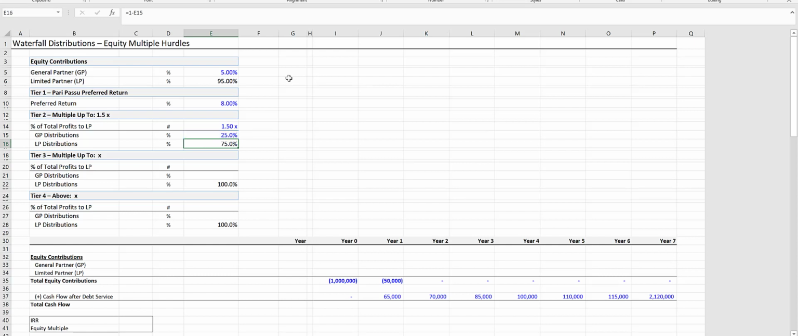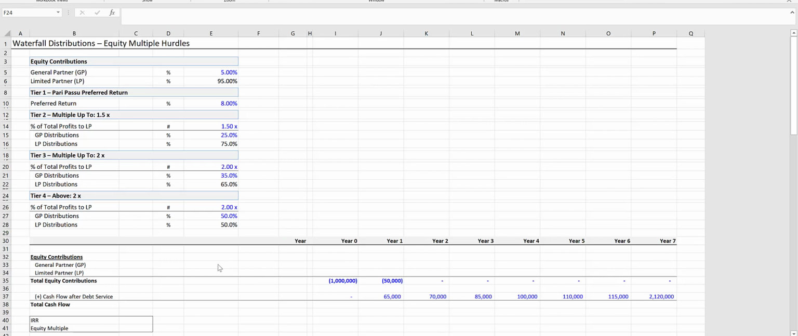And then we want to say everything above 1.5x in total distributions up until, let's call it a 2x multiple, will be distributed 35% to the GP and 1 minus 35%, or 65%, to the LP. So then everything above a 2x, we will distribute 50-50 between the GP and the LP. And that's going to be the structure for this waterfall.